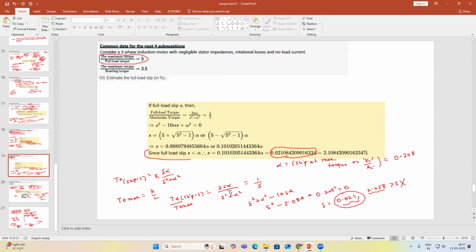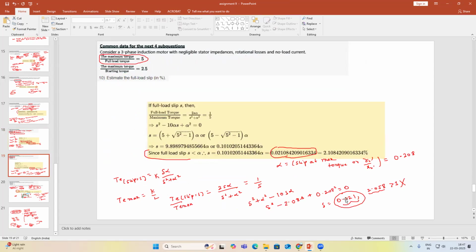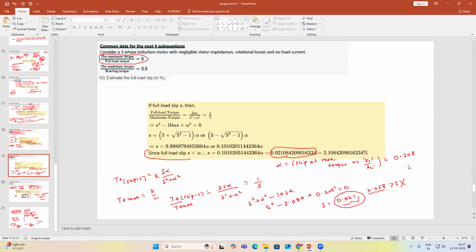No, see, alpha is the value which is the... So alpha is what? Alpha is the slip at maximum torque or R2 dash by X2 dash. So alpha, the slip at maximum torque, we have 0.87. I just put alpha in this equation. This equation, I just substituted the value of alpha.